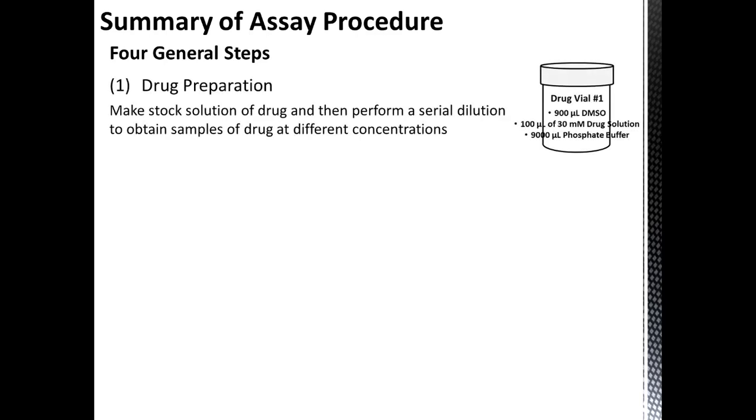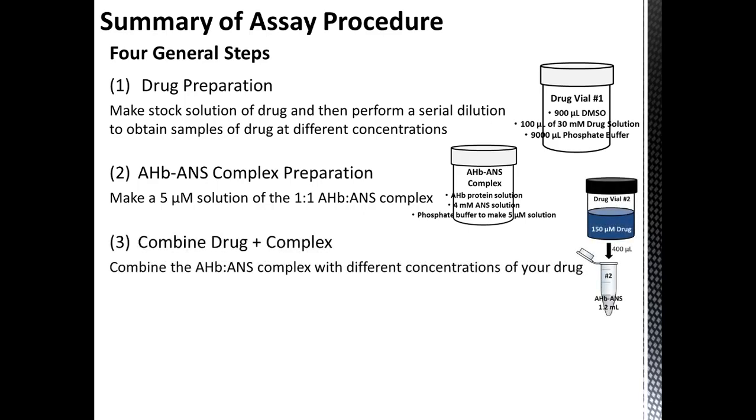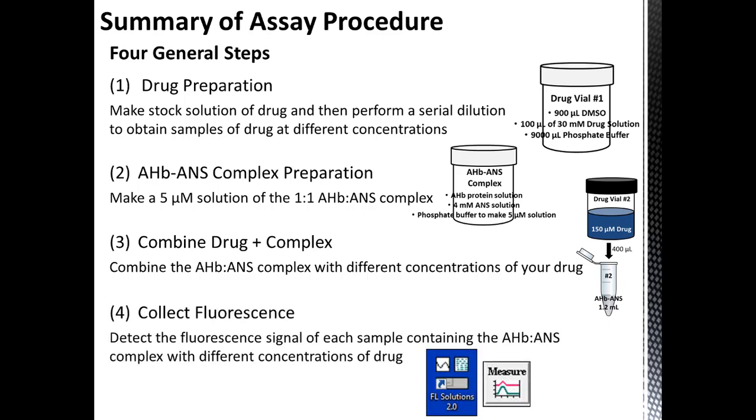Alright, so to carry out our protein binding assay, the procedure can be summarized in just four general steps. First, we have to make a stock solution of our drug. Using this, we're going to perform a serial dilution to get the drug at different concentrations. Then we're going to make that fluorescent AHB-ANS complex. We're going to make a 5 micromolar solution by simply combining the AHB and ANS in a 1-to-1 ratio. We're then going to combine the drug with that fluorescent complex. We're going to have the drug at different concentrations and just mix it with the complex. And then finally, you'll get to collect the fluorescent signal of each of those different concentrations with the complex.